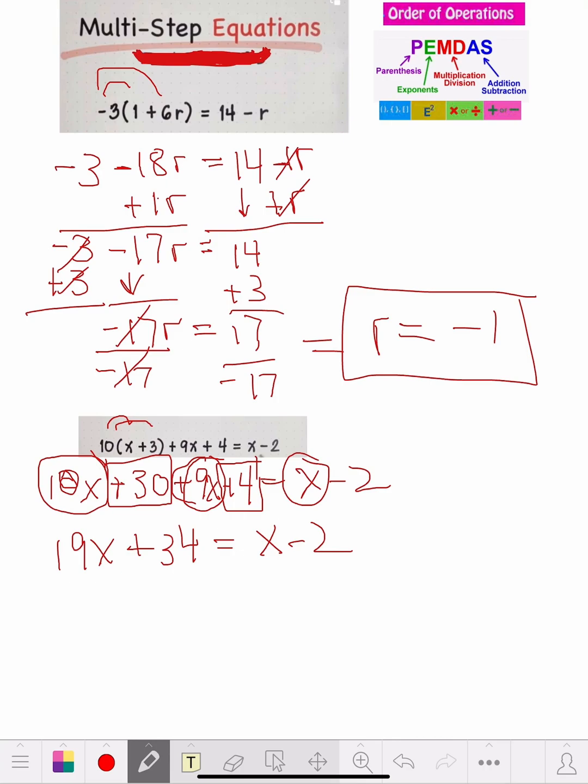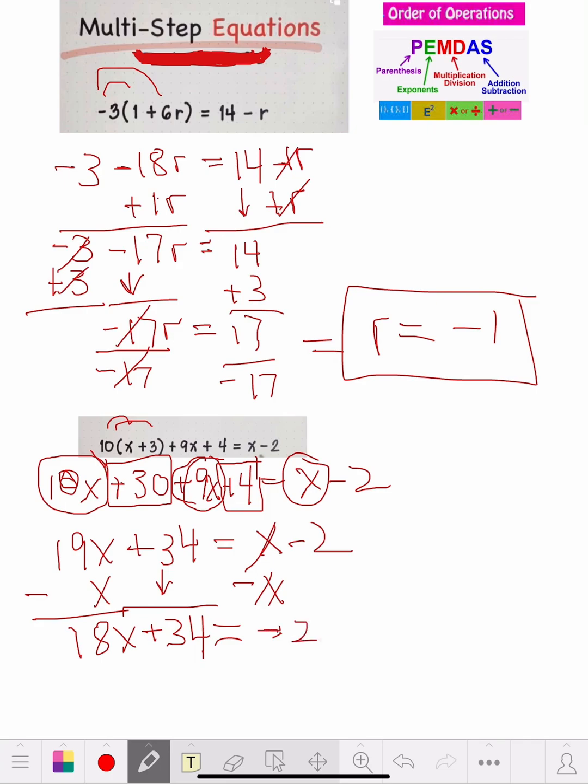Okay, so now I'd get rid of that x that's on the right hand side. So subtract that. That's a positive x. Subtract that one. So what I do to one side, I got to do to the other side. Okay, so let's bring these down. So I come down with an 18x. This comes down. It's a plus 34 equals, these two cross each other out, and I got a negative 2.